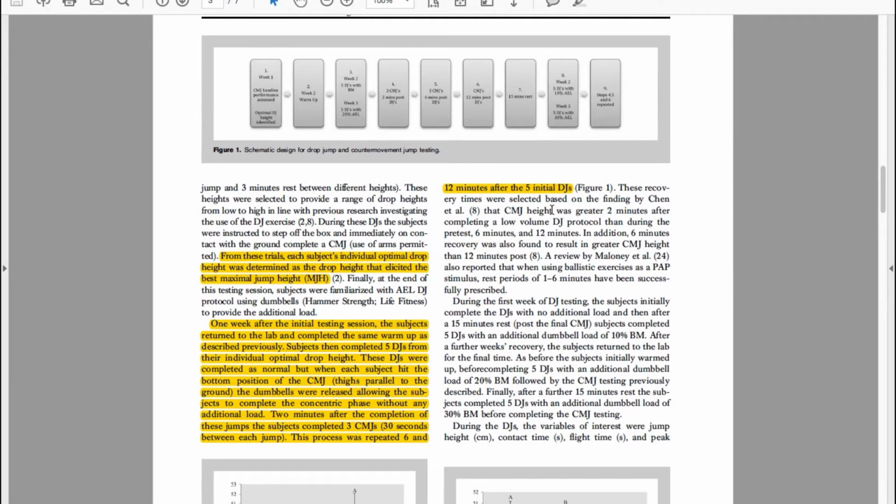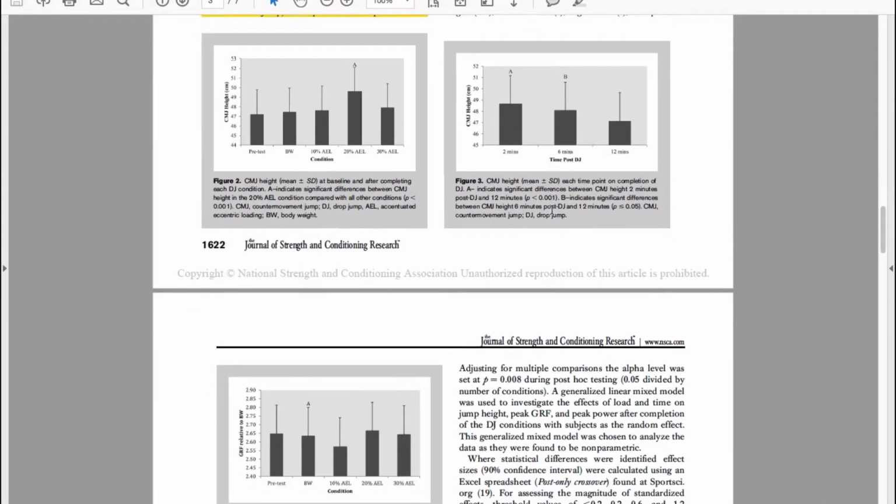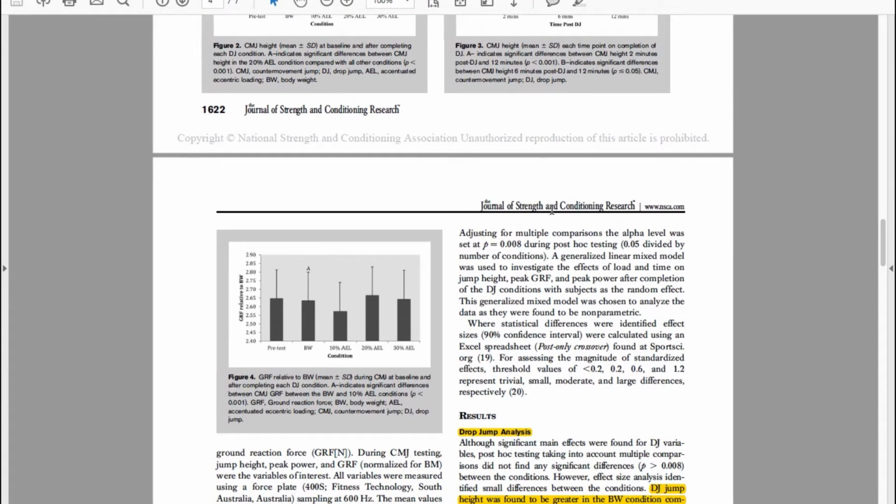Subjects in the study performed 5 drop jumps with no additional load and with an accentuated eccentric load equal to 10, 20, and 30% of their individual body mass. In this study, dumbbells were used to provide the additional eccentric loading. On completion of the drop jumps, the subjects completed 3 countermovement jumps after 2, 6, and 12 minutes.